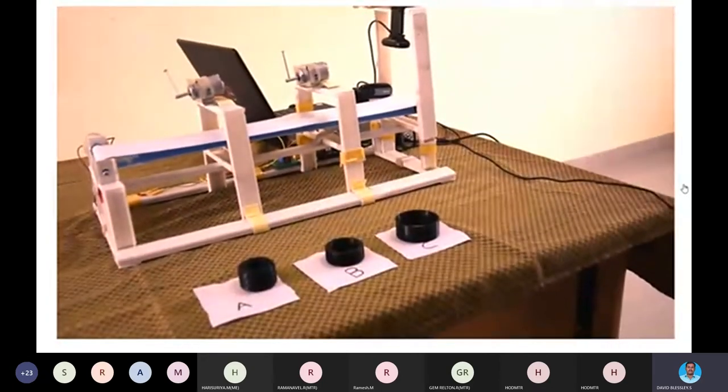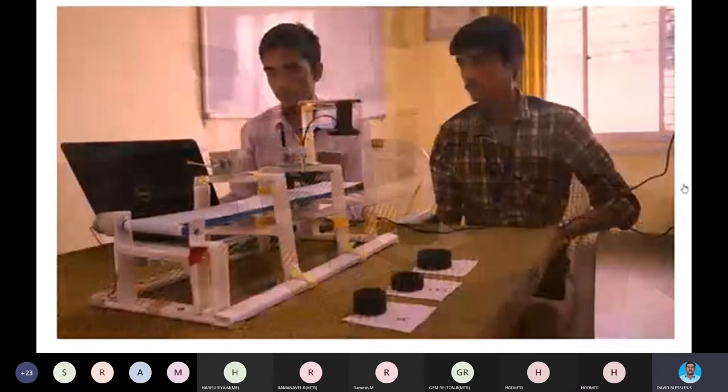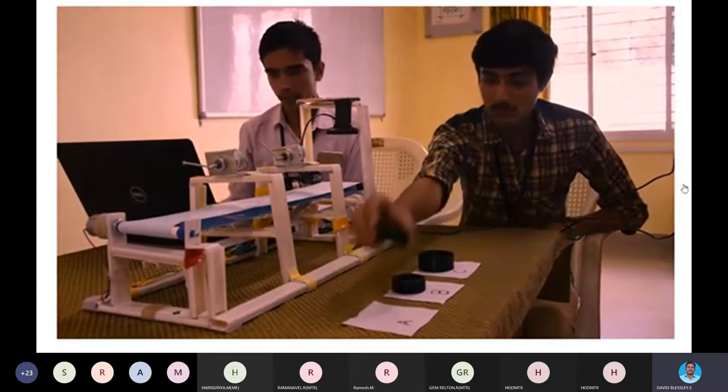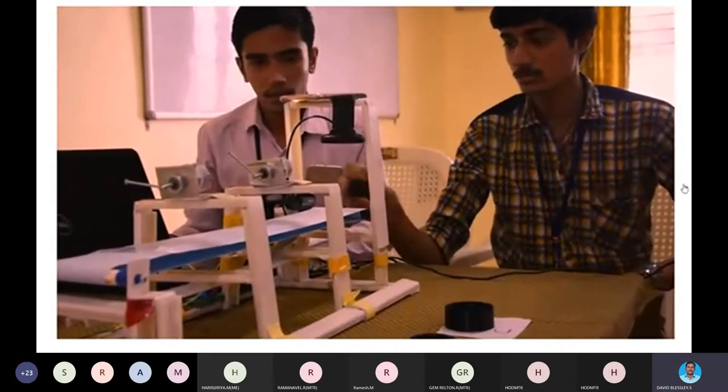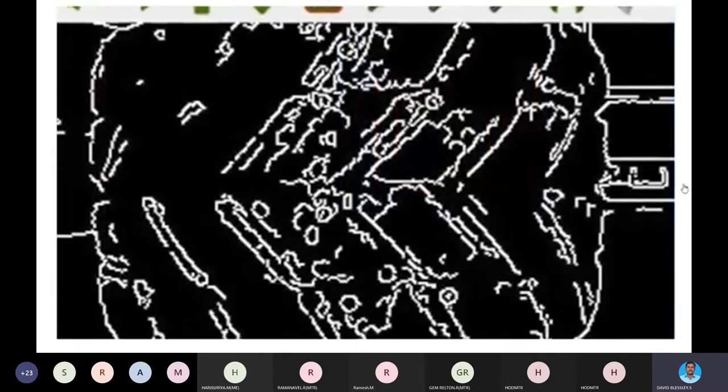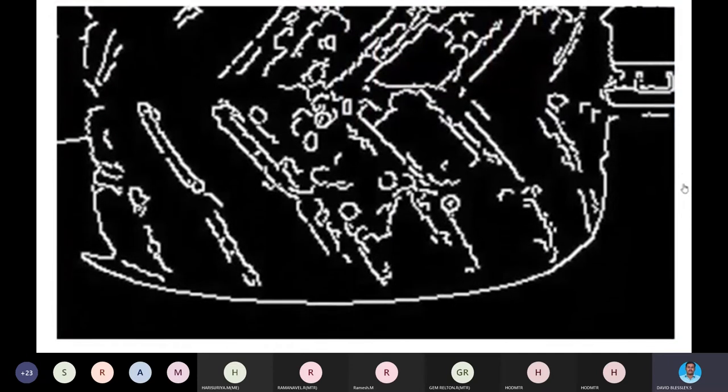These are the three types of tires we have modeled. Let us run the program. Now we are placing the first tire on the conveyor. So the webcam recognizes the rear view and the top view of the tire, and the canny effect is seen in the picture.